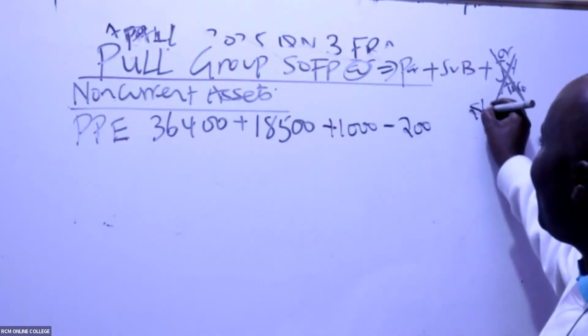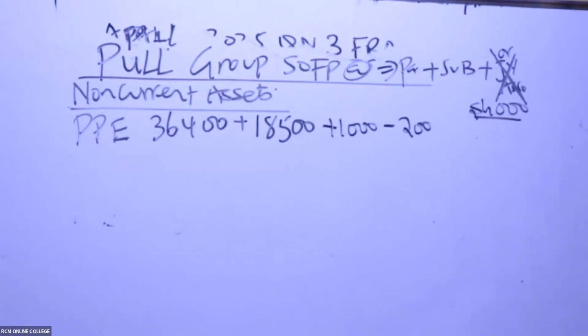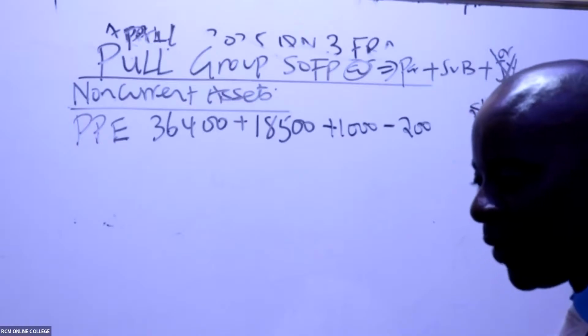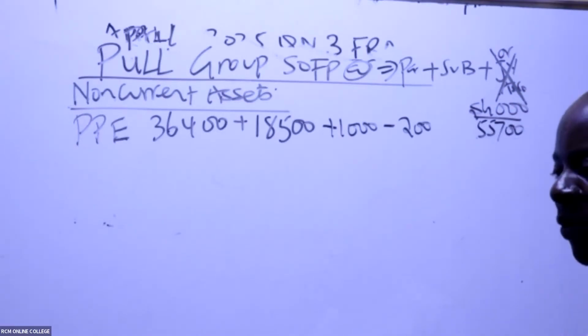So please give me this figure. Pretty fast, pretty cool. Give me an answer here. Aha. So Stanley ananipatia figure ya 55,700. Iko sawa kweli? 55,700. Iko sawa?